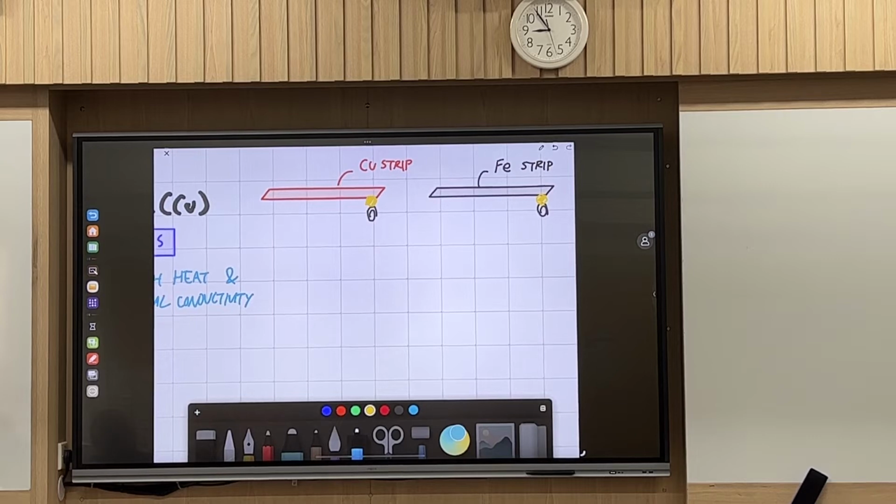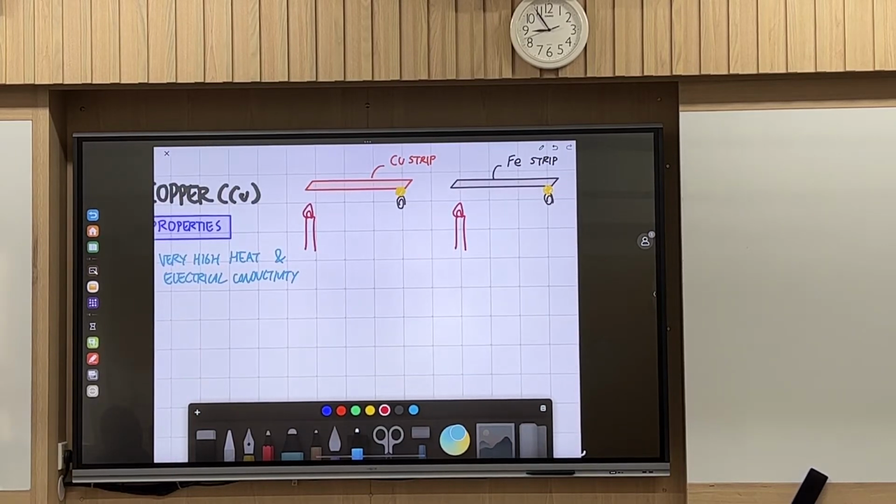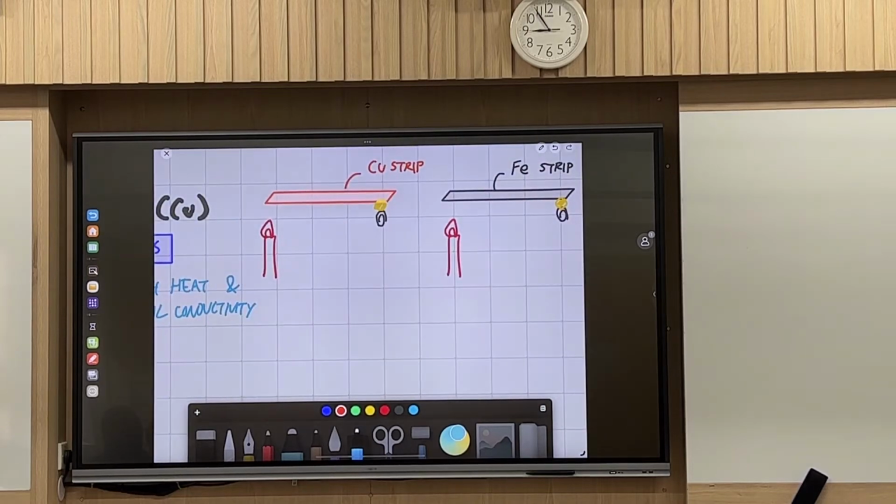What do you do next? You hold a candle near the other end of the strip. You just put it there. Do you know what will happen? The more conductive one will melt the wax first. Yes, the wax will melt because heat can be conducted from one end of the metal to the other.